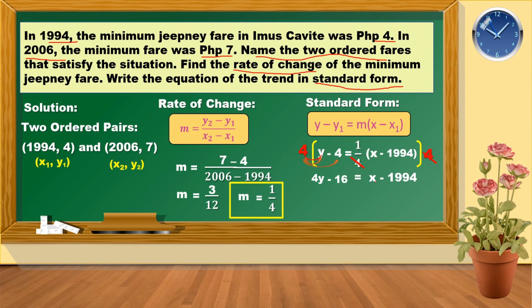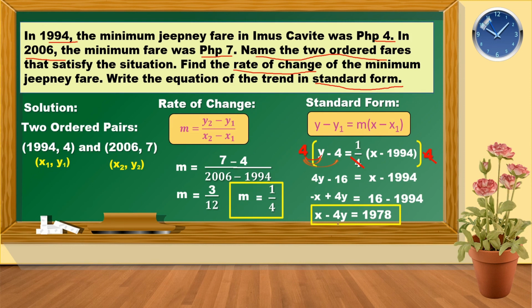So, eto, si x, lipat na natin sa kabila. Kasi nga, standard form ang hinahanap natin. So, we have negative x plus 4y, then equals negative 1994 plus 16, or 16 minus 1994. Let us simplify. So, itong ating negative x na to, ay magiging positive x minus 4y equals 1978. And this is now our standard form.